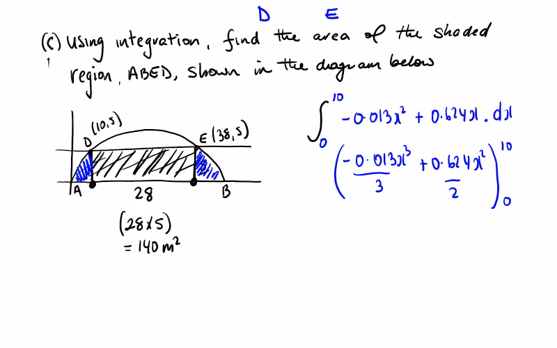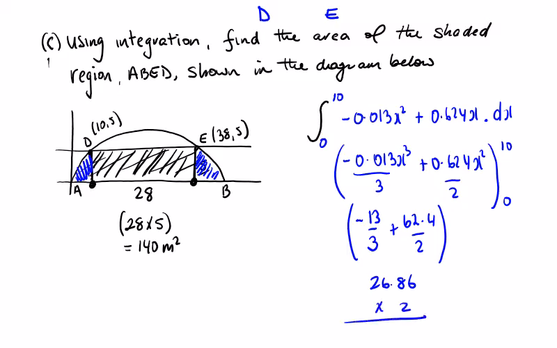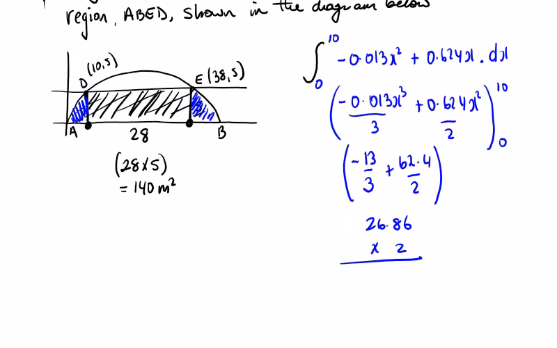So we're going to get 1000 by minus 0.013. So that's just going to give me minus 13 over 3. And we're going to have 0.624 by 100 over 2, so that's 62.4. It's going to move it 2 decimal places to 100, 62.4 over 2. And if we type these two in, we are going to get 26.86. Repeating, if we multiply that by 2, we're going to get 53.73.